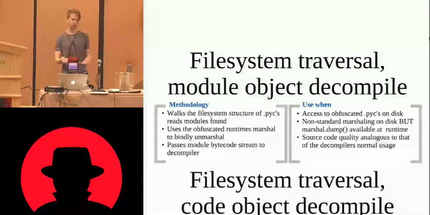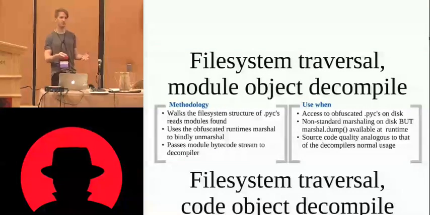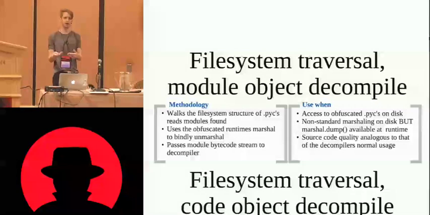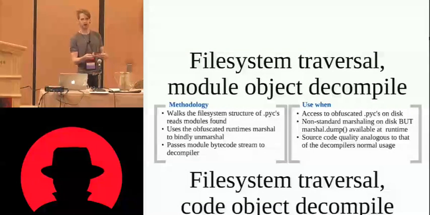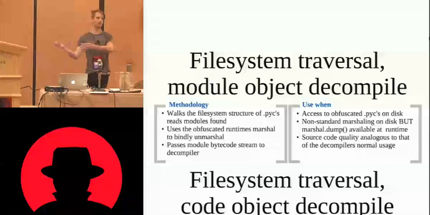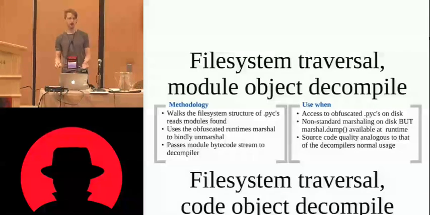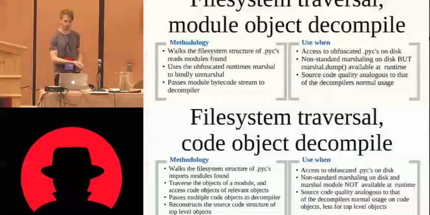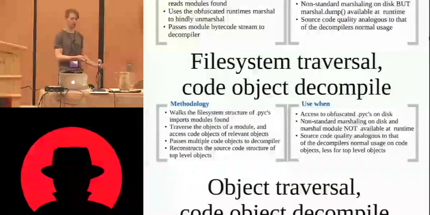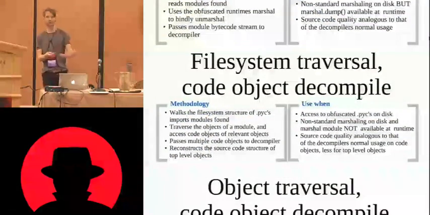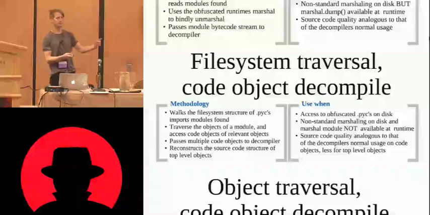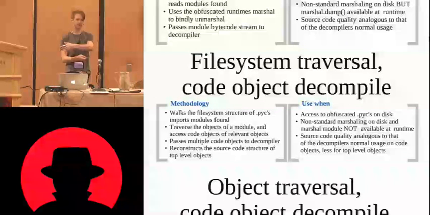So we can walk the file system and get access to the module object. If we have access to unmarshal, if they haven't removed that, then we can just demarshal that module object and decompile it. Best case scenario, we'll get high quality source code out of it. But we have to have access to unmarshal. If we don't, then we can walk the file system and do the object decompilation, the in-memory decompilation, and the source reconstruction that we spoke of.